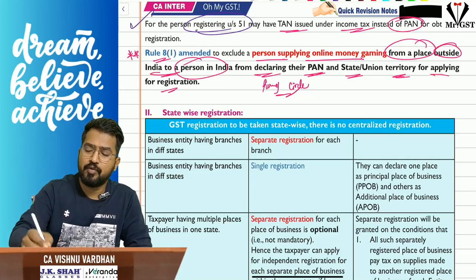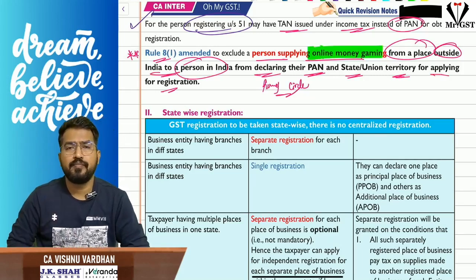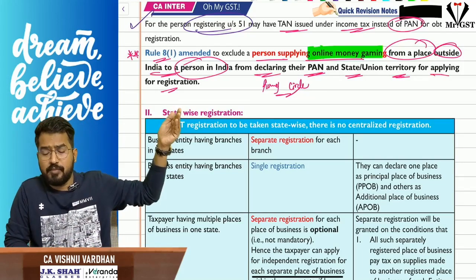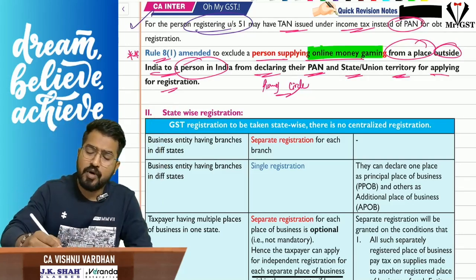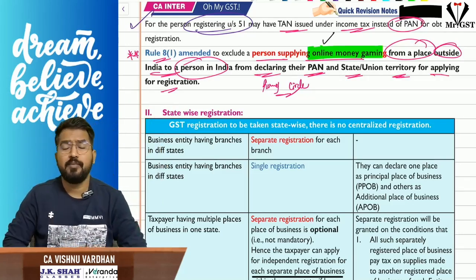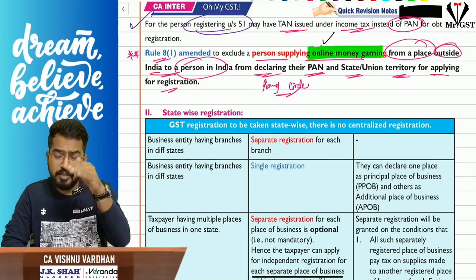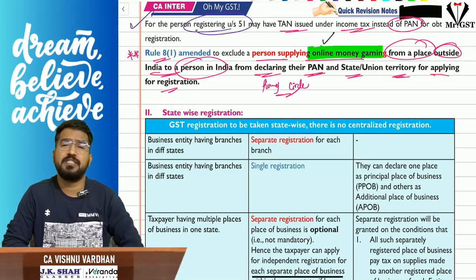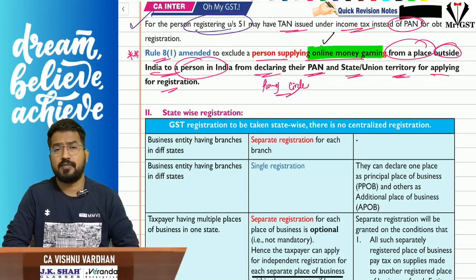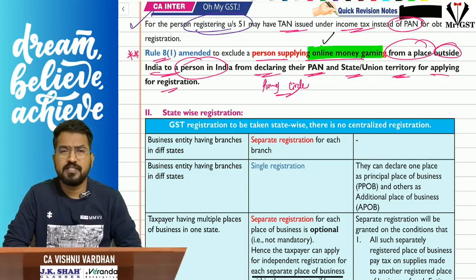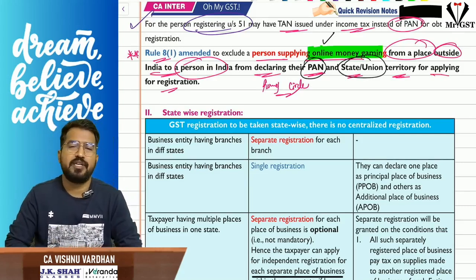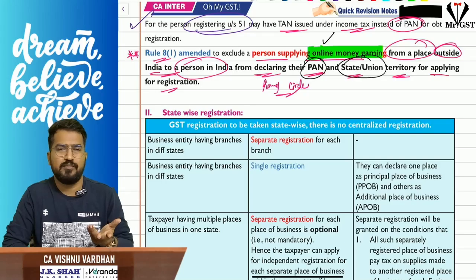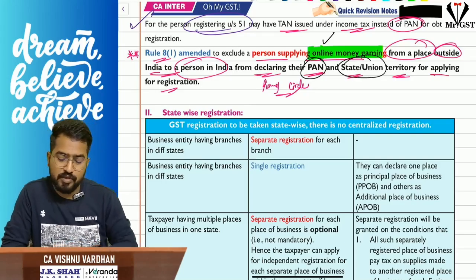So they are providing what? Online money gaming from a place outside India. If they are providing to person in India, then these people who are doing online money gaming from outside India to India, they should take registration under GST and they should pay GST. No reverse charge mechanism here. Okay, so for that they should take registration. For applying registration, they need not disclose their PAN or state or union territory because they are not from India. Let us excuse them. So that is the concept.